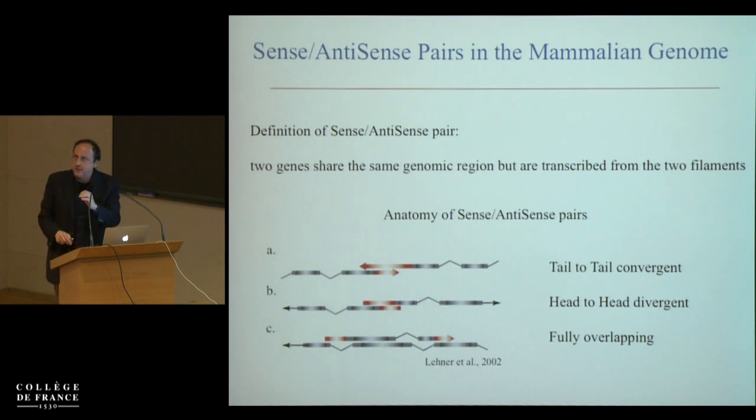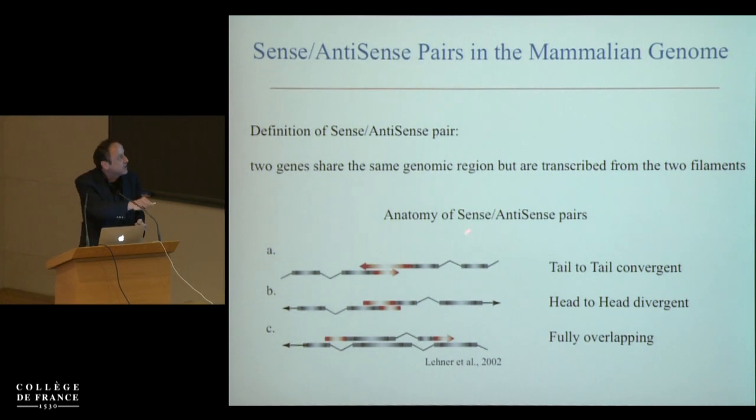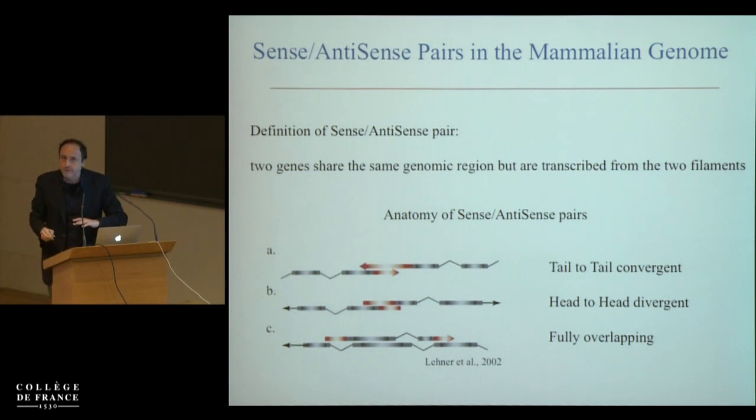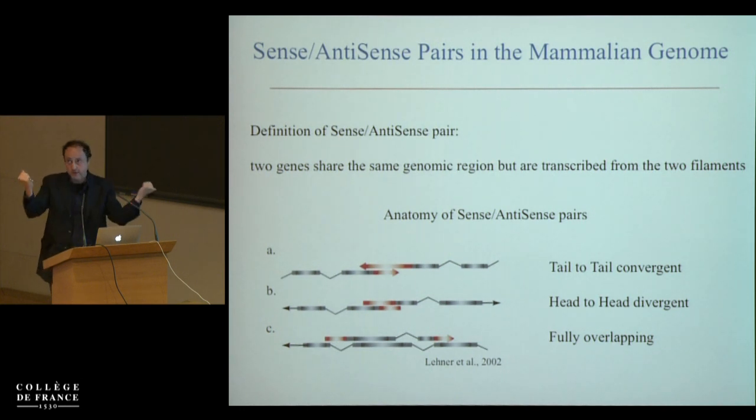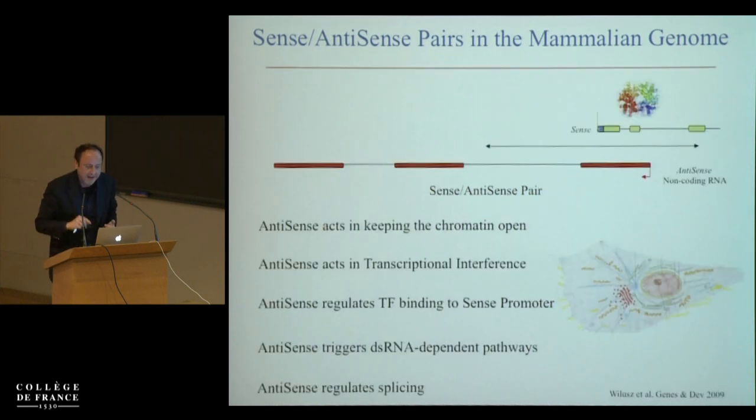So the realization that we have an antisense gene for every single gene in our genome leads to the definition of a sense and antisense pair: 2 genes that share the same genomic region but are transcribed from the 2 filaments. If we look at how they can be reciprocally organized, we can classify them into 3 different groups. On one hand, they are tail-to-tail convergent. On the other hand, they are head-to-head divergent. In the first group, they overlap at the 3' end. In the other group, they overlap at the 5' end. Or they can be fully overlapping, where one gene is completely contained within the other one.